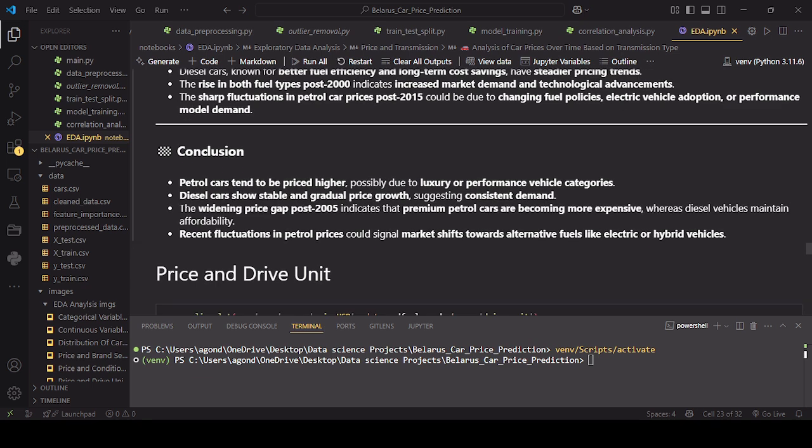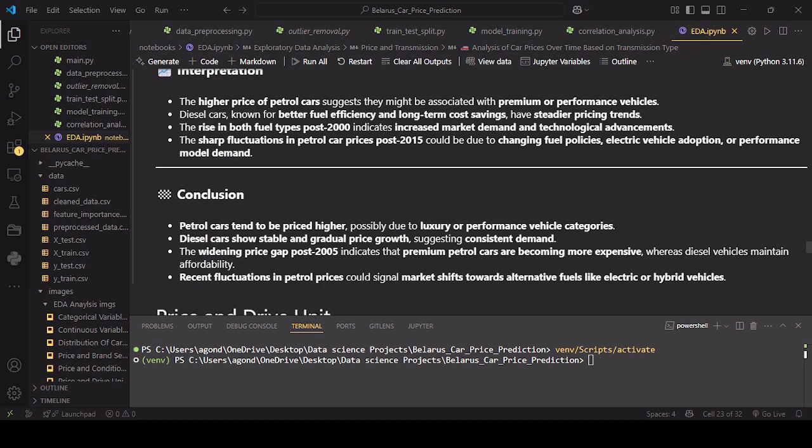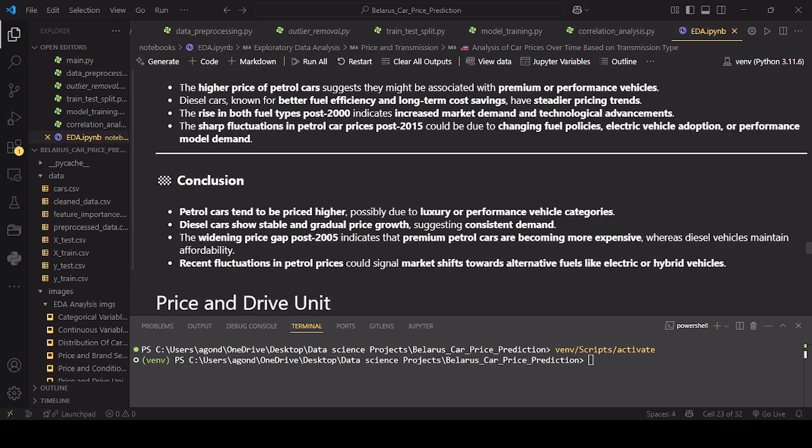This could be due to, and the sharp fluctuation in petrol can be due to changing fuel policy, electric vehicle adoption and performance model demand.